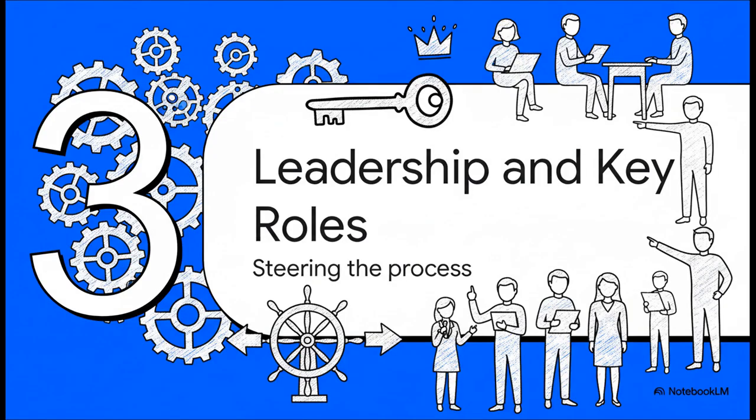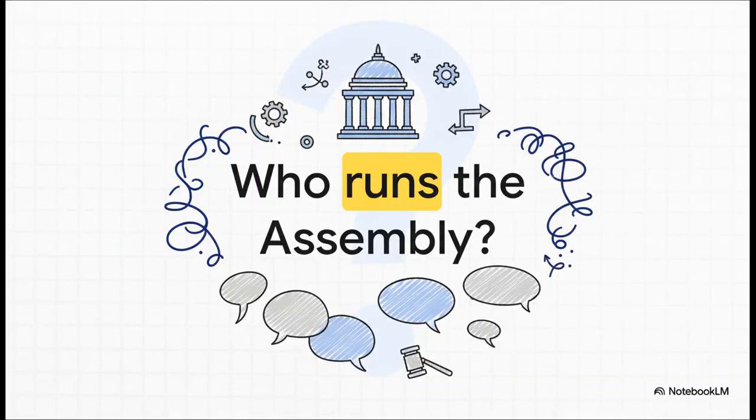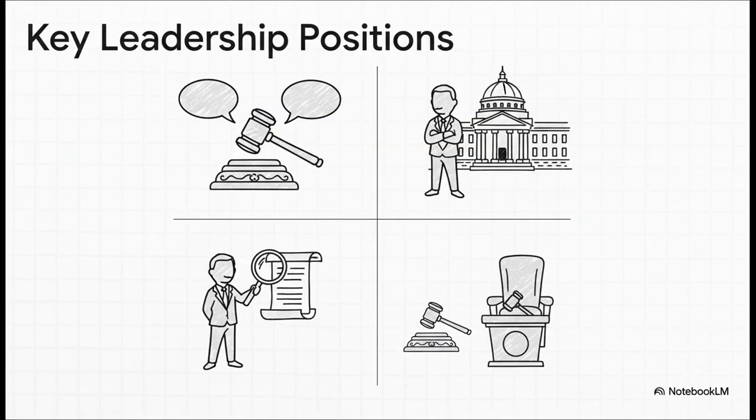Okay, so we've got the structure, we've got the numbers, but any assembly is really about the people inside it. So who are the ones actually steering the ship? Whenever the assembly is in session, there are a handful of people whose job it is to make sure the whole thing doesn't fall apart. They're the ones guiding the debates, setting the agenda, and leading the charge for their parties. And these key roles will probably sound pretty familiar.